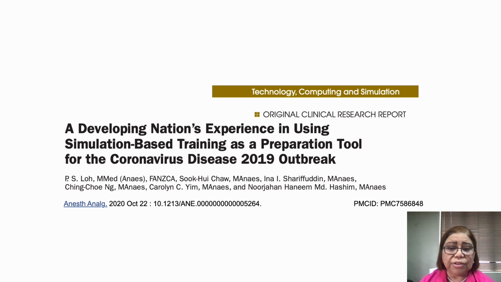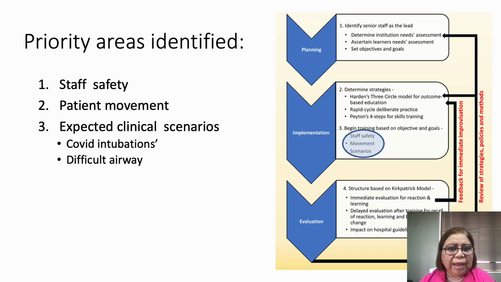And they applied several theories of learning, some of which I will just breeze through. They identified 3 areas of priority as their needs assessment identified. Number 1 is keeping the staff safe. Number 2 is appropriate patient movement that would decrease the risk of COVID exposure. And finally, the expected clinical scenarios such as patient evaluation and airway management. So this diagram summarizes the workflow for planning, implementation, and evaluation of this 2-week intensive simulation program.